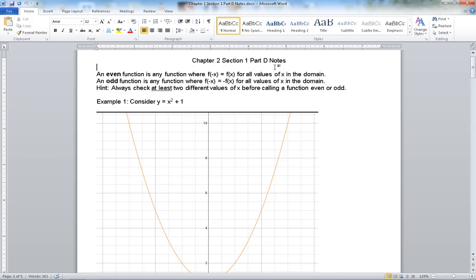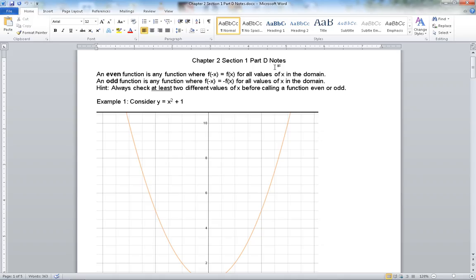Here's a hint. Don't just base the definition on a single point. This is actually true for all possible values of x in the domain, and we don't necessarily check every possible answer, but we start by checking one and then at least one other. So you want to check at least two different values before you start thinking that a function, f or g or whatever, can be even or odd.